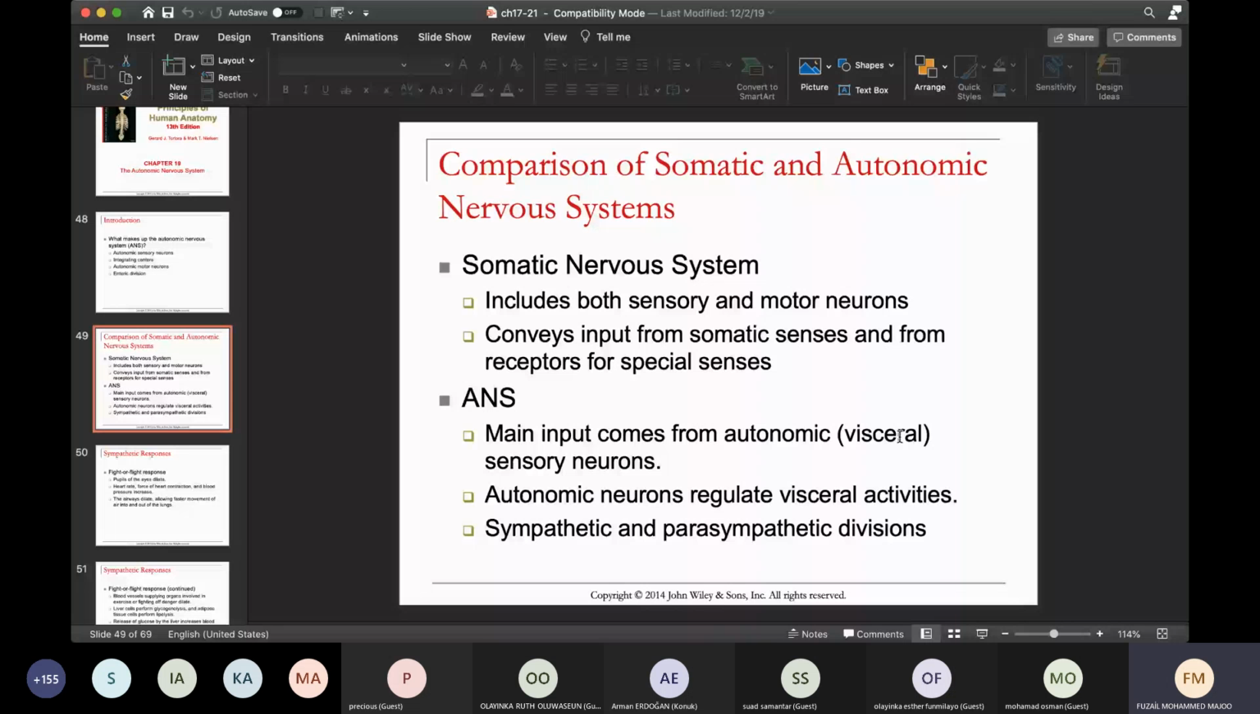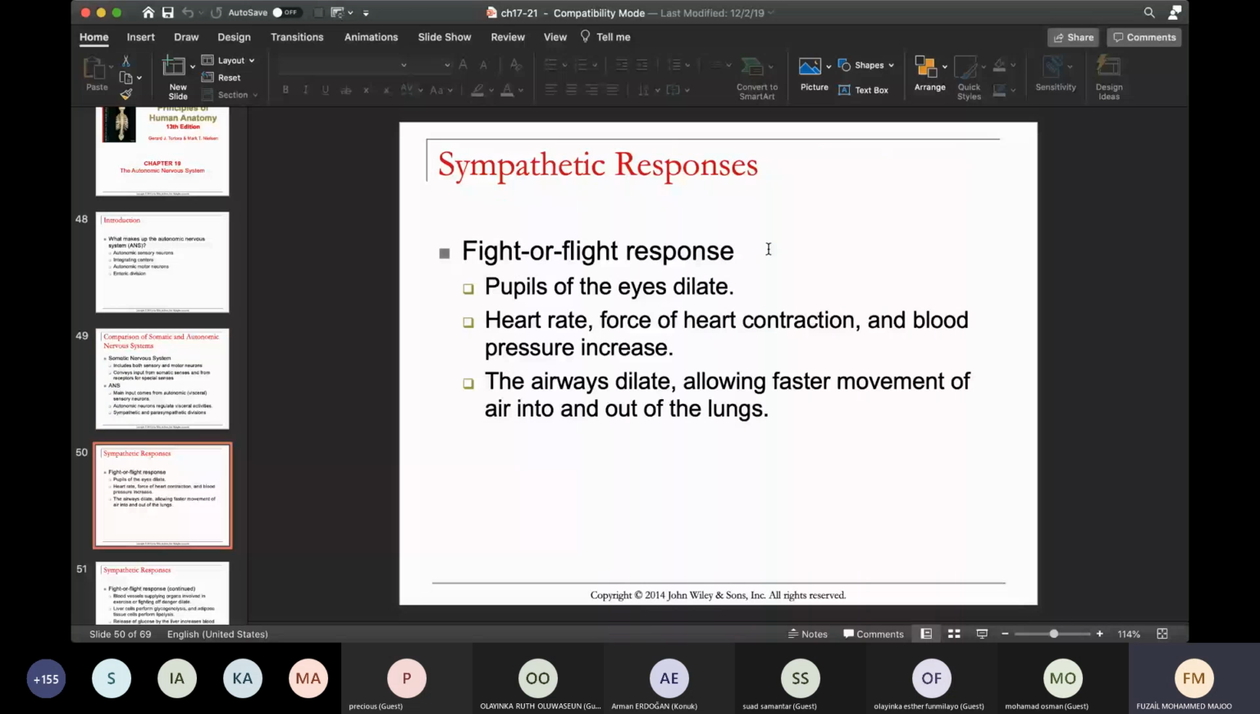So usually it's dealing with information coming from within the body. Autonomic neurons regulate the activities of your organs. And you learned about this already last week: it has both a sympathetic as well as a parasympathetic branch. Now, the sympathetic branch of the autonomic nervous system is fight or flight. Sympathetic has the fight or flight response.